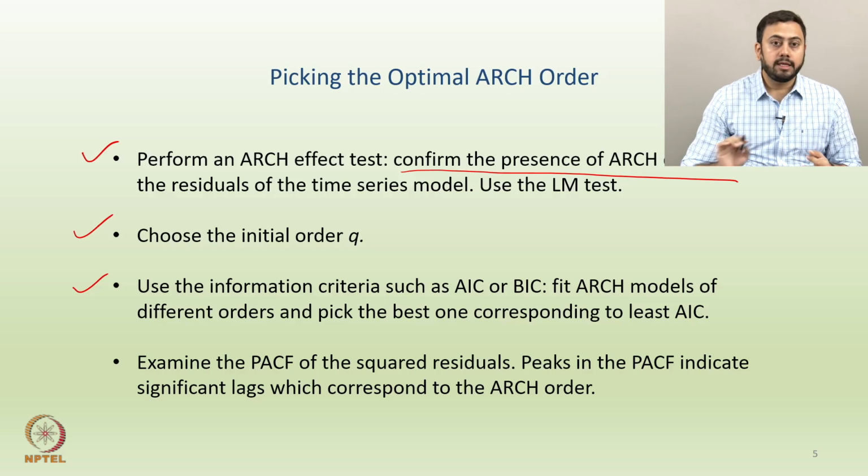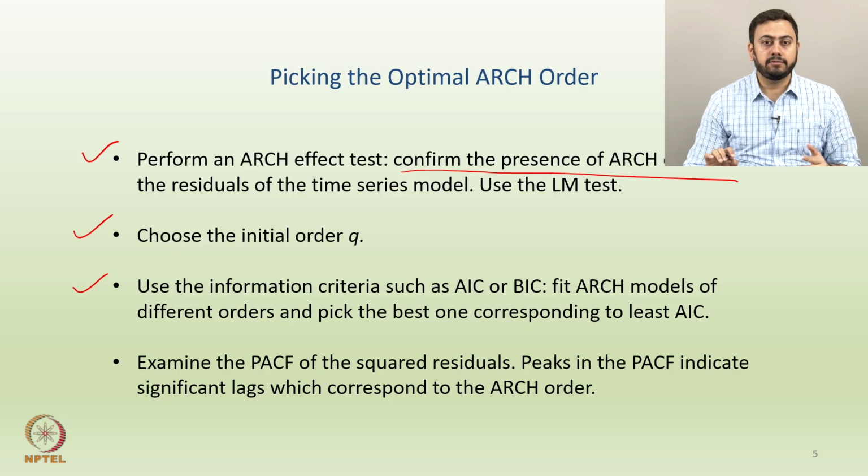Step 3 is very easy, not difficult at all. You go ahead and fit different sorts of ARCH models containing different orders, so let's say ARCH 2, ARCH 3, probably ARCH 4, ARCH 1. And from this entire plethora of different ARCH models, you pick the one, or rather fix the order, whichever corresponds to the least information criteria, be it AIC or BIC.